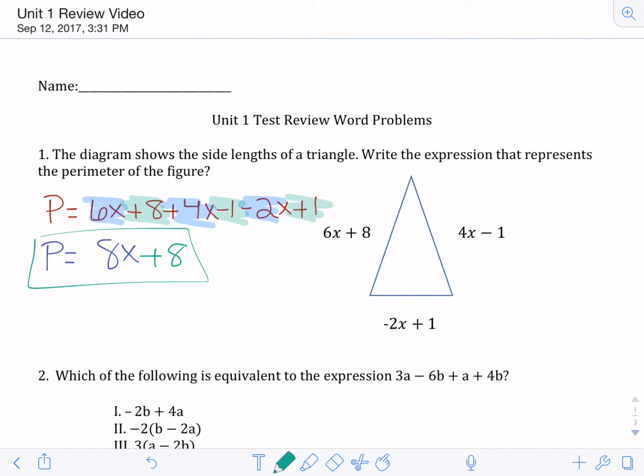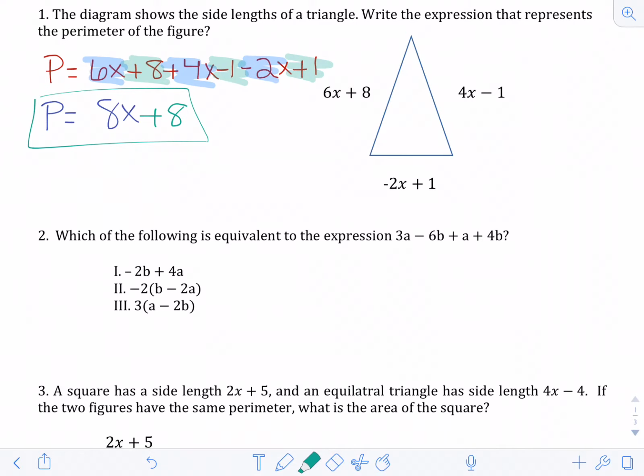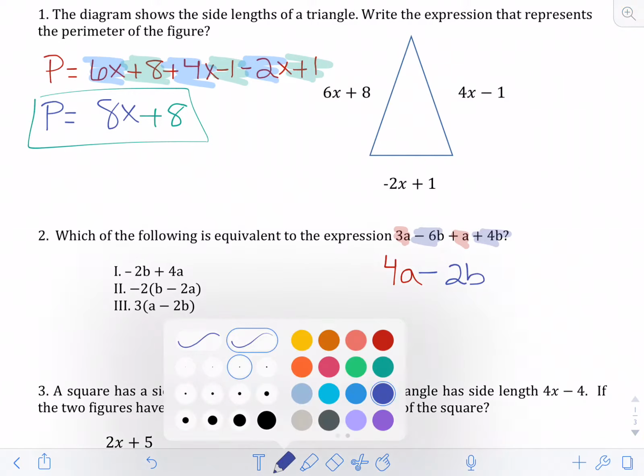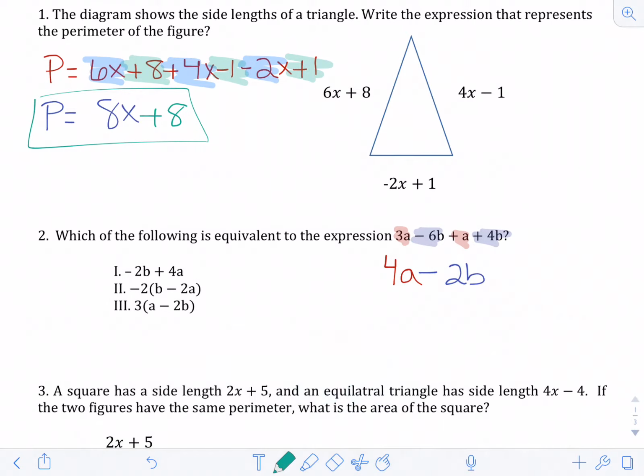it. Okay, number 2. Says, which of the following is equivalent to the expression 3a minus 6b plus a plus 4b? What you're going to do is combine like terms. So I have a 3a and an a. When I combine those, that gives me 4a. And then I have a minus 6b and a plus 4b. And when I combine those, negative 6 and positive 4, negatives are winning by 2 points. That'd be negative 2b.